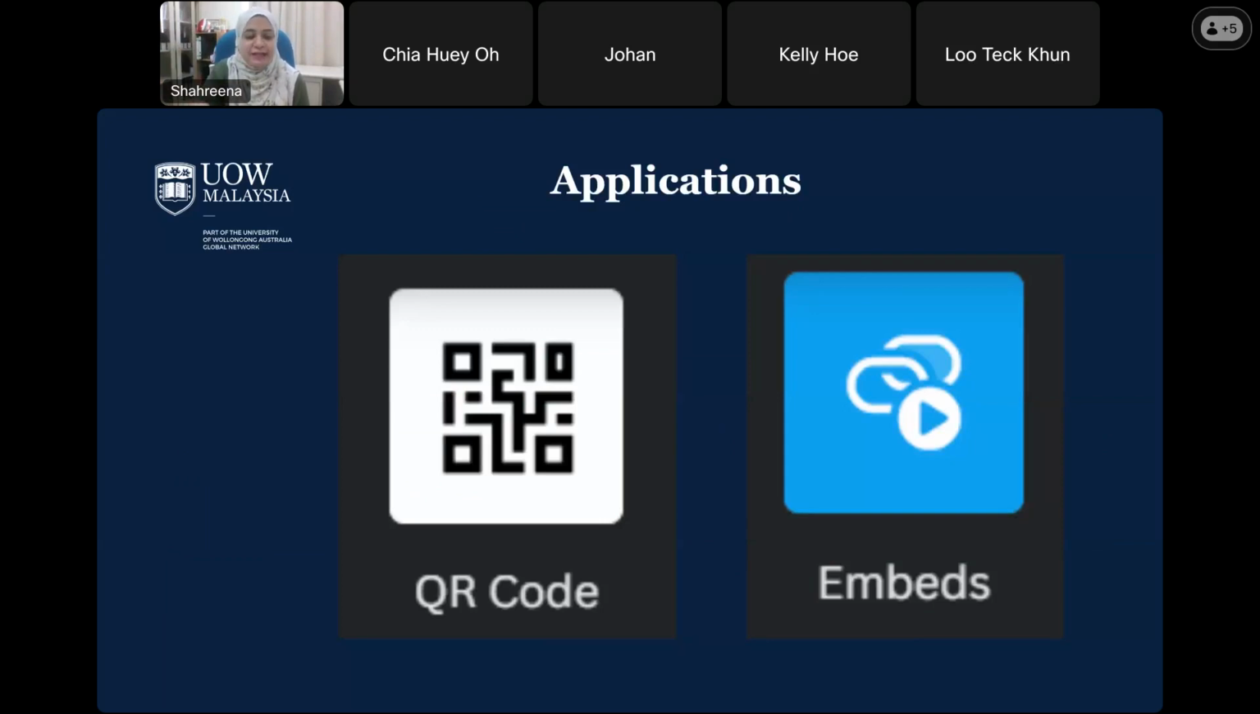You can actually find this in Canva itself. You don't have to create a QR code in a different tab or window and then upload and download, so there are a lot of steps involved. In Canva itself, they do have a QR code generator in one of the apps. Same goes for the embed. Everything is already embedded in Canva itself, so that's already one very convenient thing.